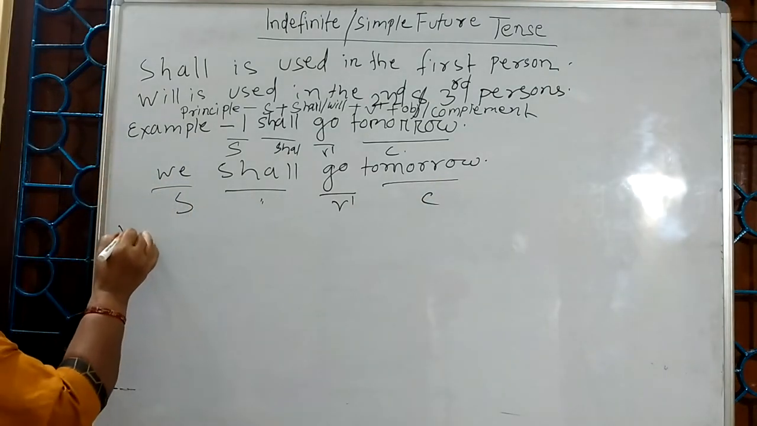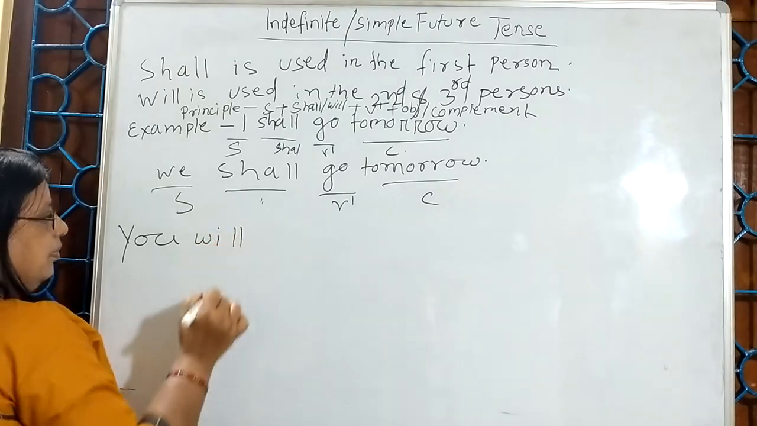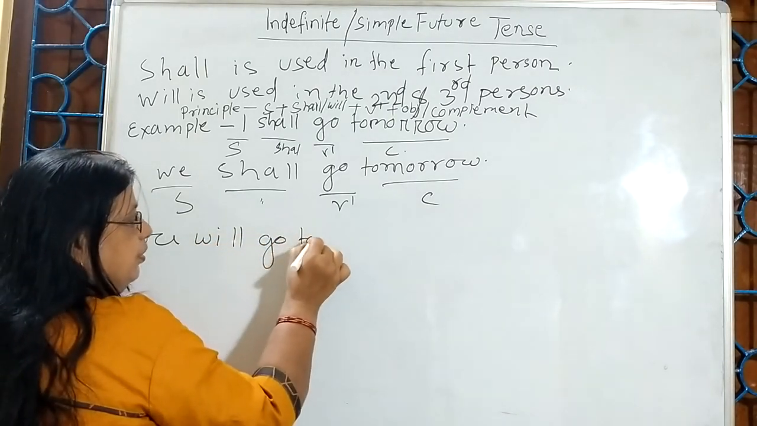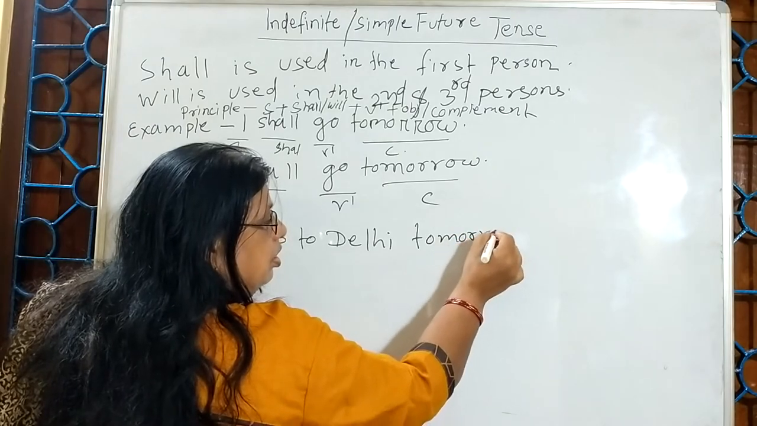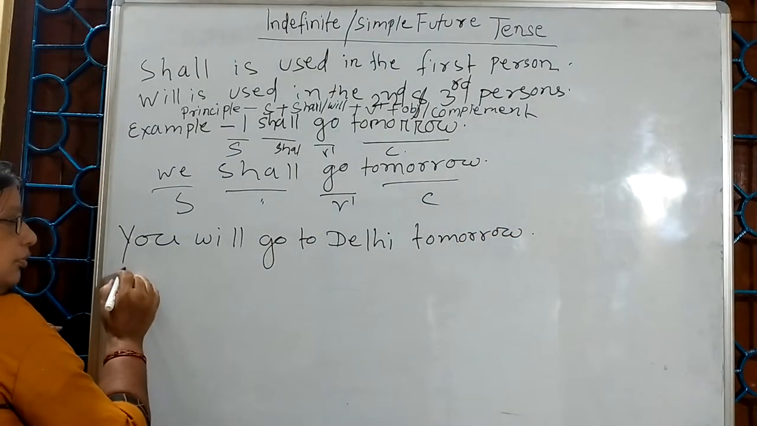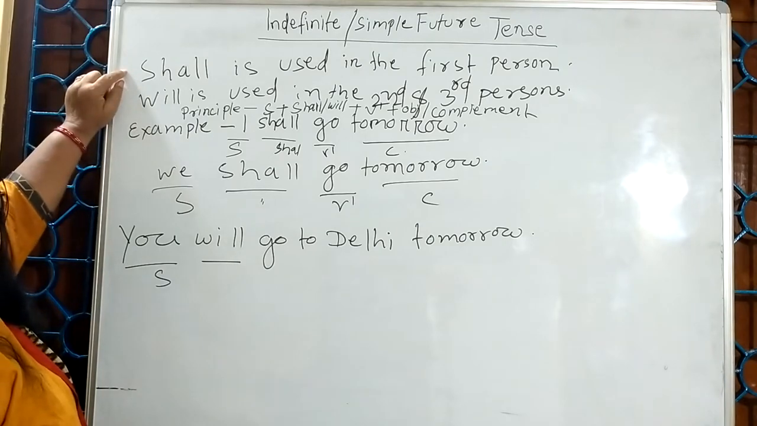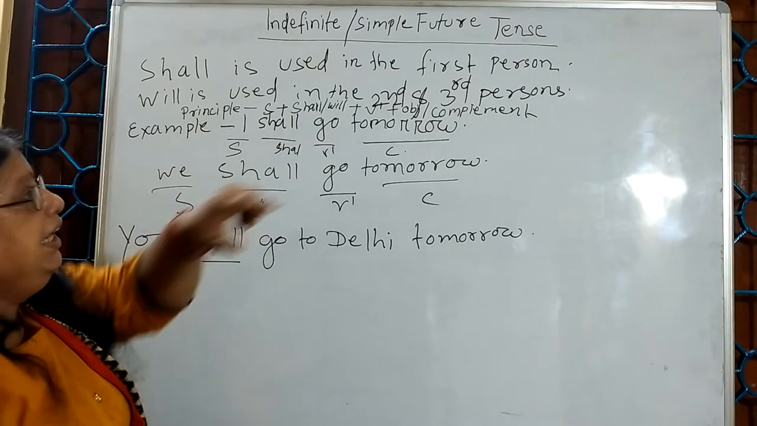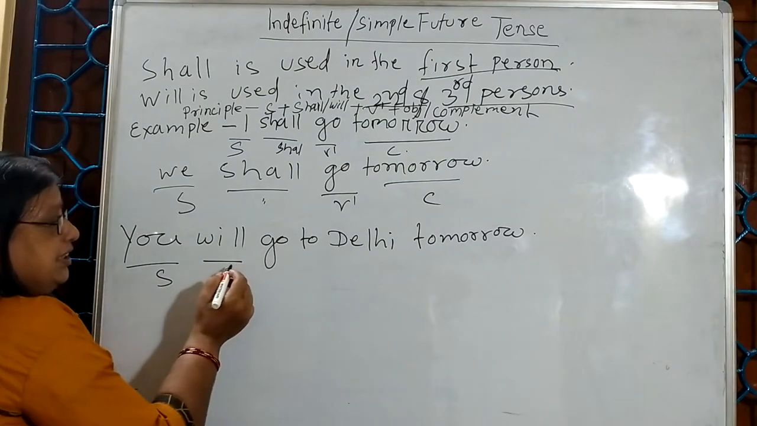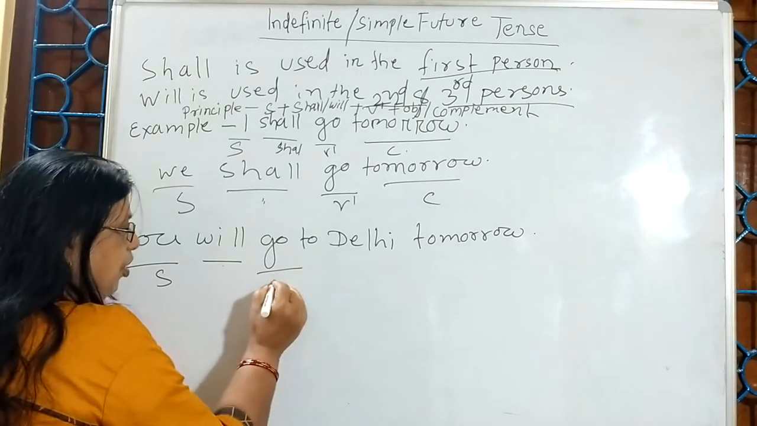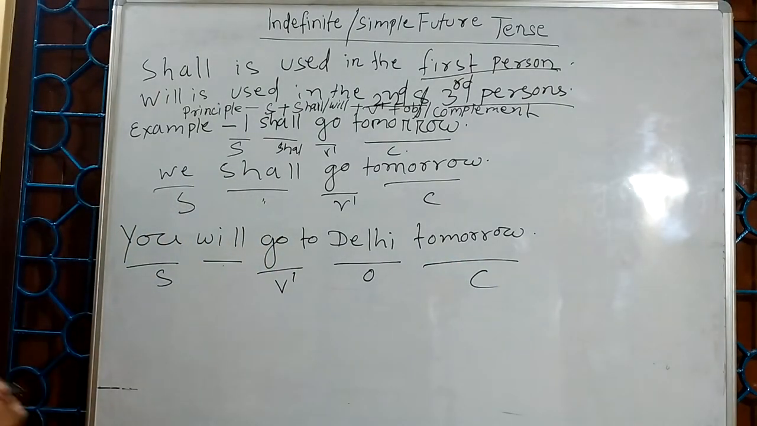Subject, verb one, object, tomorrow complement. Next, second person: You will go to Delhi tomorrow. So you is the subject. According to our statement, the principle is that will is used in the second and the third person. So will is used for second person, go for verb one, then the object, tomorrow complement. Next, third person we will see.